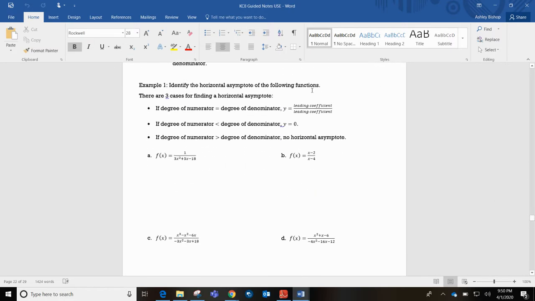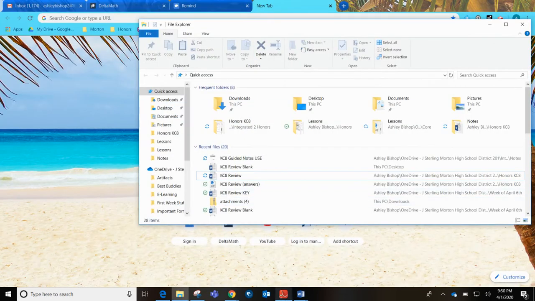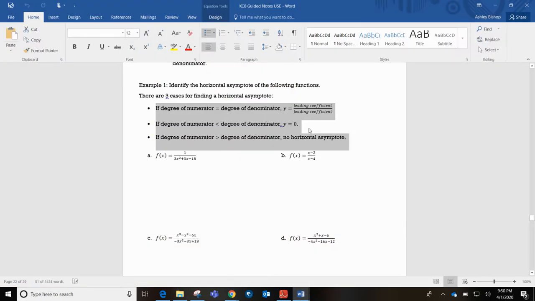So we need to look at the degrees of the polynomial, and then these three rules are what we can use to decide what's happening. So let's see. Remember, the degree of the polynomial is the highest exponent, and so this numerator right here has a degree of 1. And then the degree of the denominator is 2. Remember, that's the highest exponent. So the denominator is bigger than the numerator, or the numerator is smaller than the denominator.